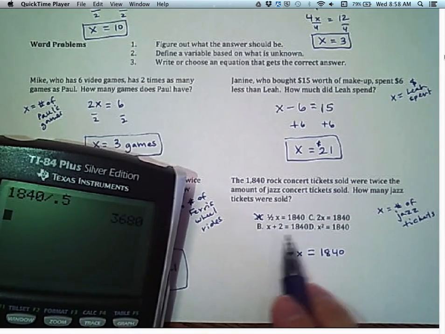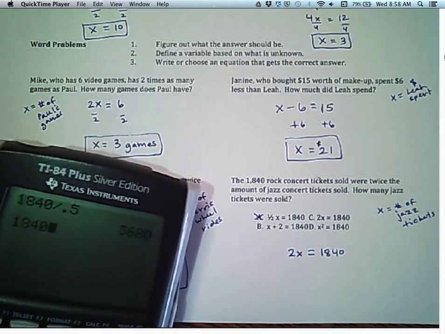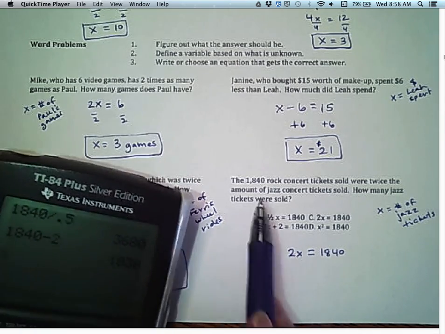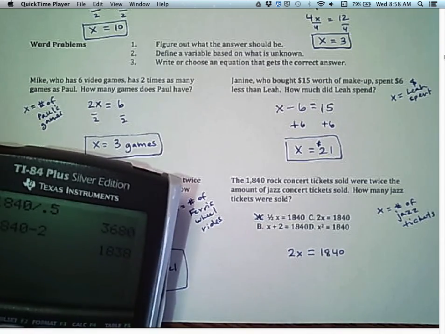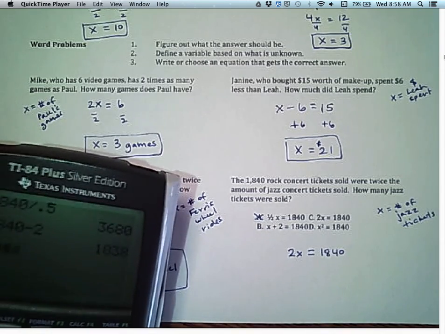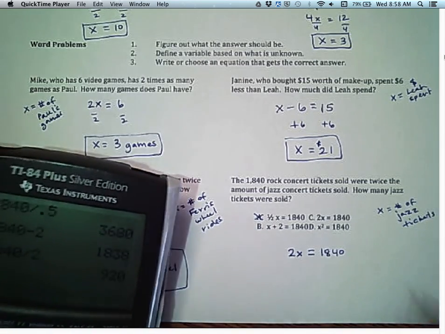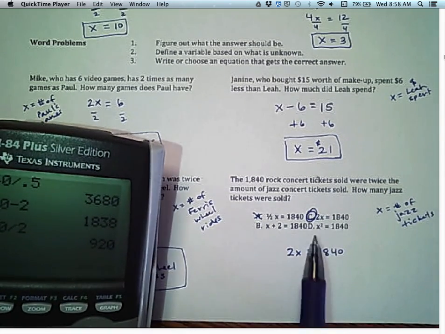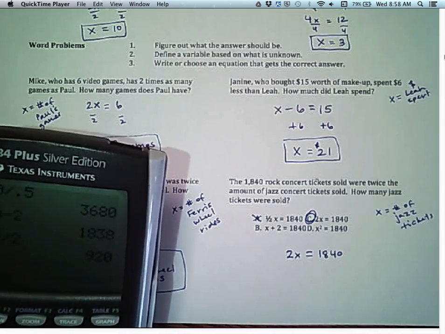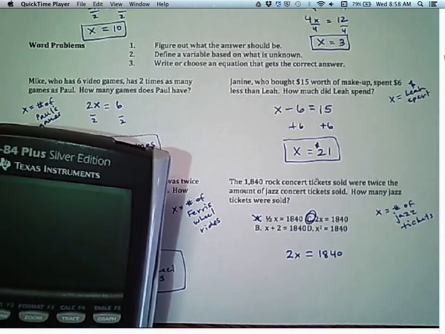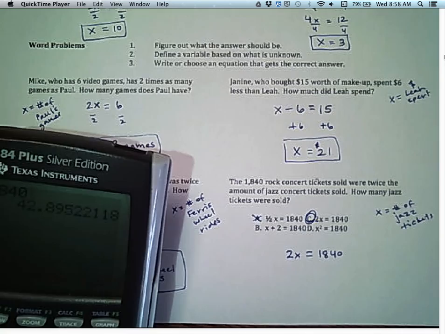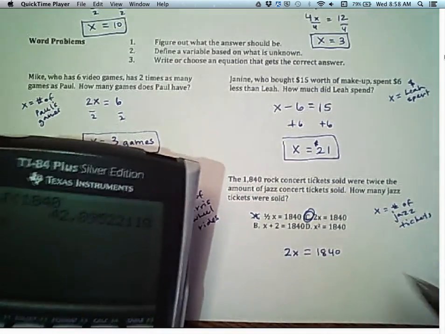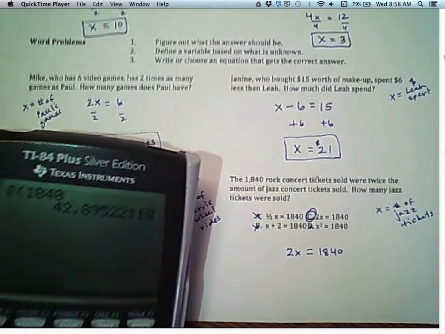On B, I would subtract 2 on both sides. 1840 minus 2, well, that's definitely not the 920 that I need. Here on C, I would divide both sides by 2. 1840 divided by 2, hey, that comes out to be the 920. Here, x squared, a number times itself to be 1840. Well, the way I would find that solution is I would square root 1840, and that comes out to be 42 something. So that's way too small. So it definitely can't be D either. So our final answer has to be C.